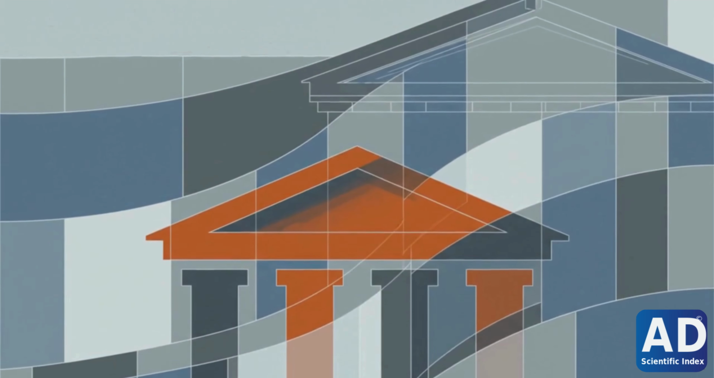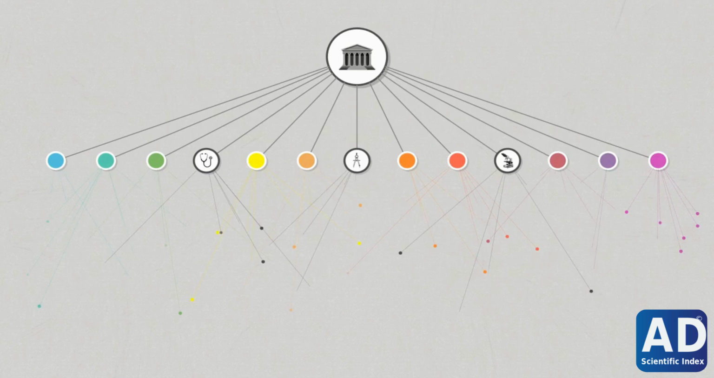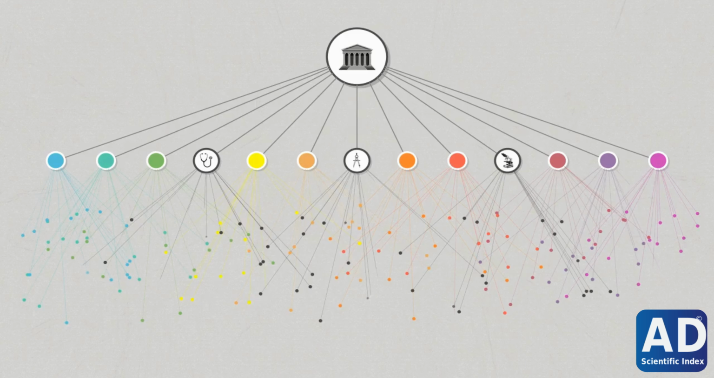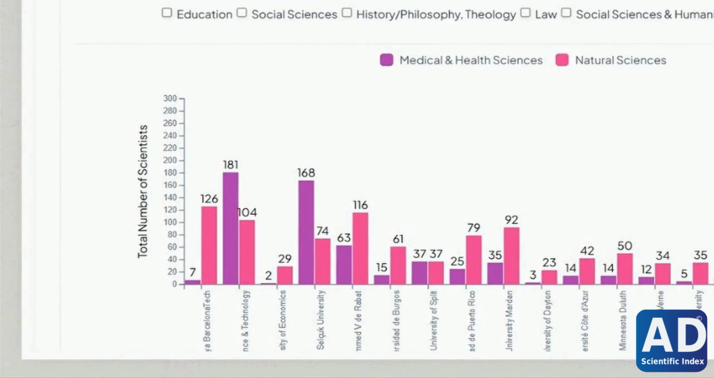Context is everything. Beyond the macro-institutional view, the platform drills down into the micro level, analyzing 13 major academic fields and over 200 distinct subdisciplines. This chart breaks down the number of scientists across subjects. You immediately see the distribution of medical versus natural sciences across your 20 peers. By mapping human capital, you instantly spot volume discrepancies, knowing exactly which departments are under-resourced compared to market rivals.